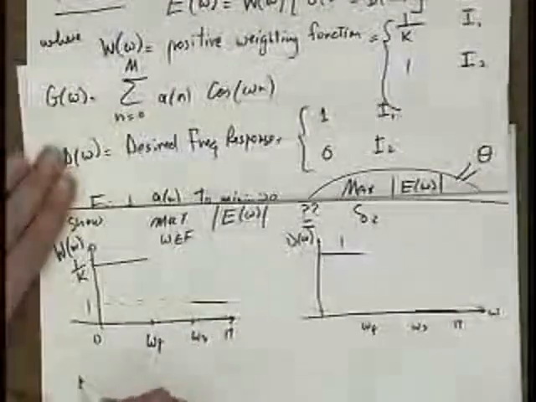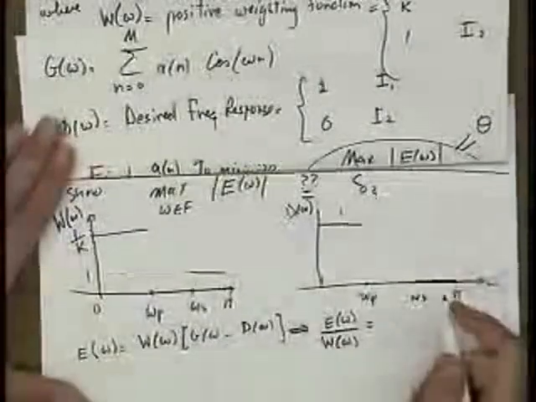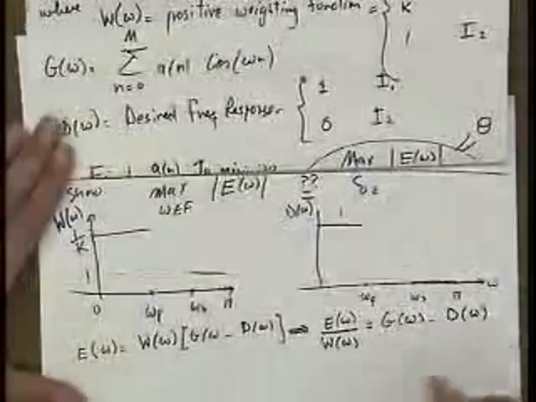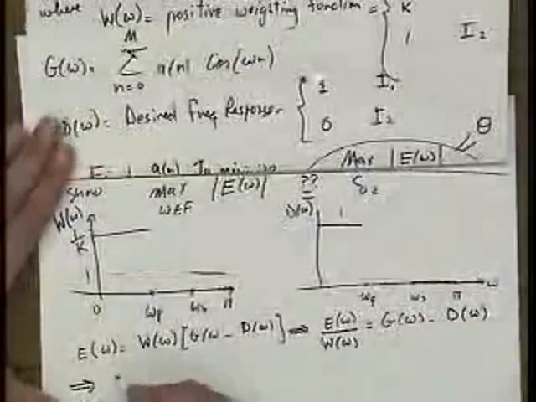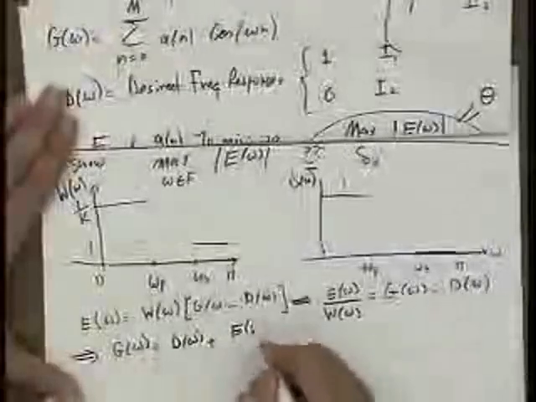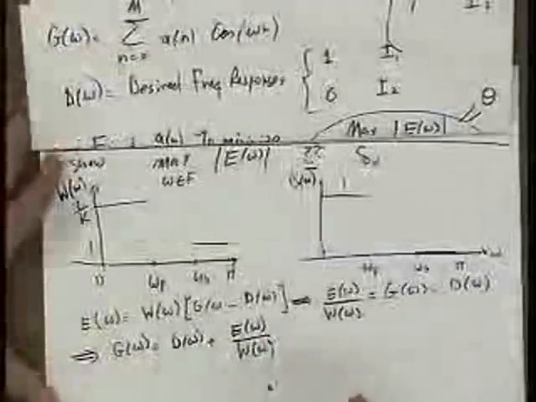So then E of omega is just W of omega times G of omega minus D of omega. And so what that means is that E of omega over W of omega is nothing but G of omega minus D of omega. And what that means is that G of omega is nothing but D of omega plus E of omega over W of omega.